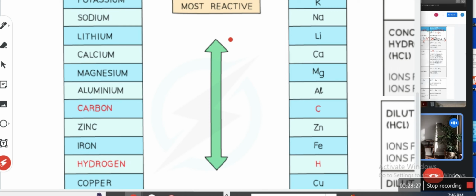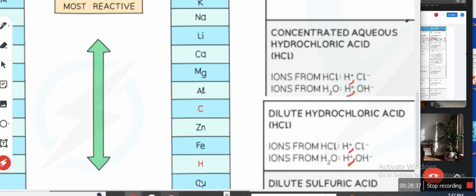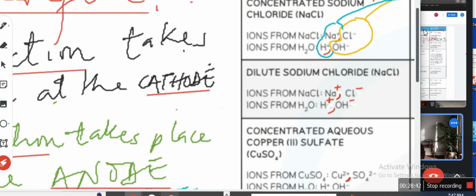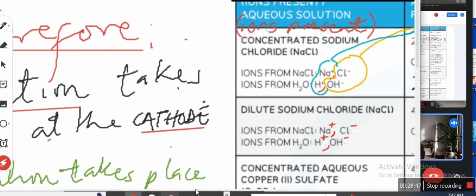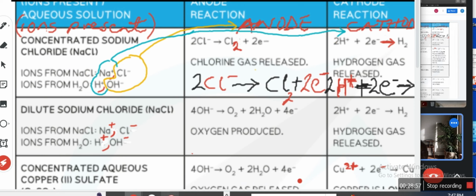Can you remind me of one factor that determines which one is chosen and which one is ignored? The position in the reactivity series. The lower one will be preferred, the higher one will be dropped or ignored. That is why, even when both sodium and hydrogen went to the cathode to be discharged, sodium was ignored while hydrogen was preferred.